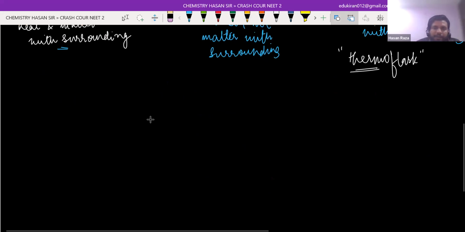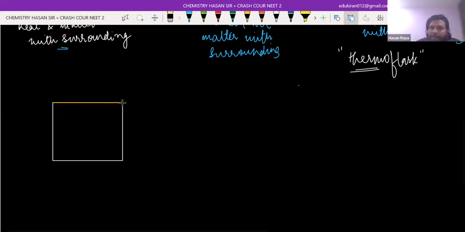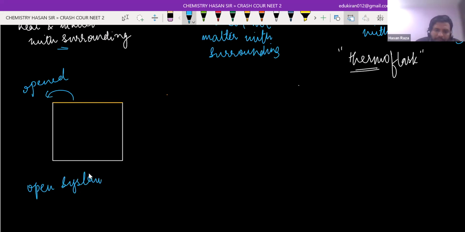Let's say this is your container. And if this container is opened on the top, if this container is opened, then it is an open system. Now let's see, there is nothing on the top of the surface of the container. That is your open system.